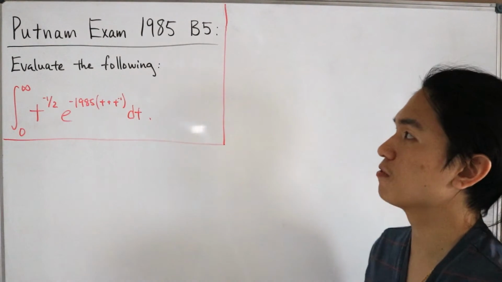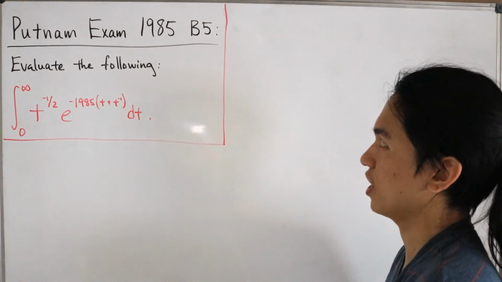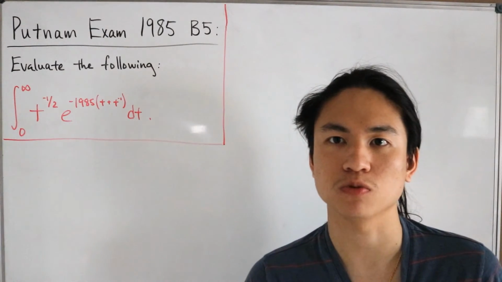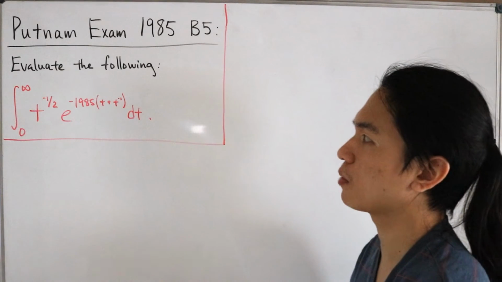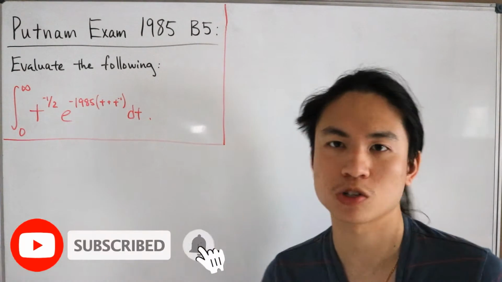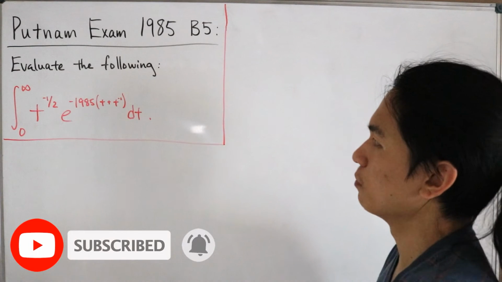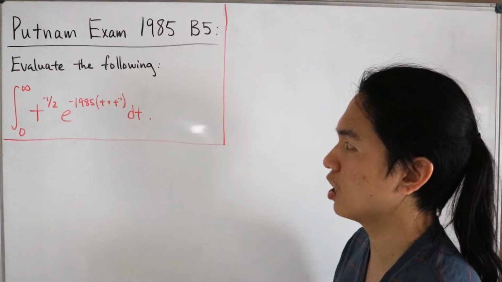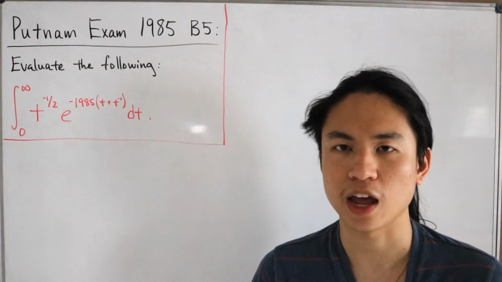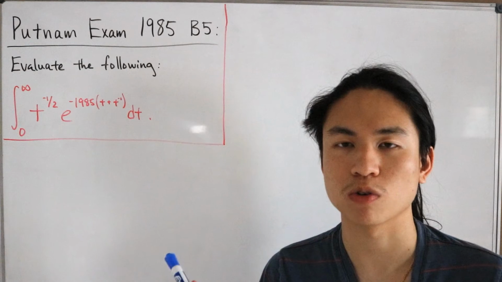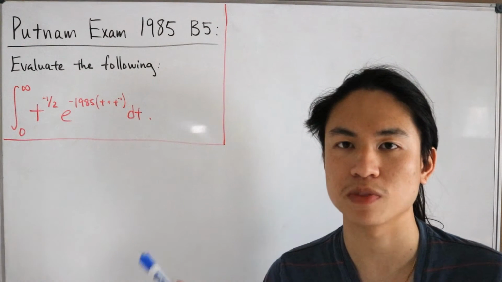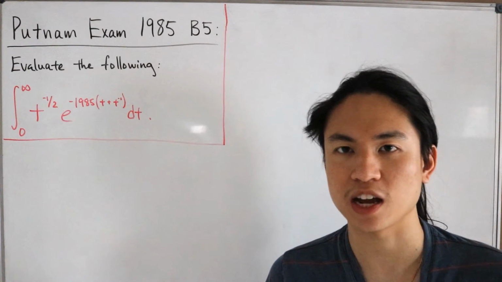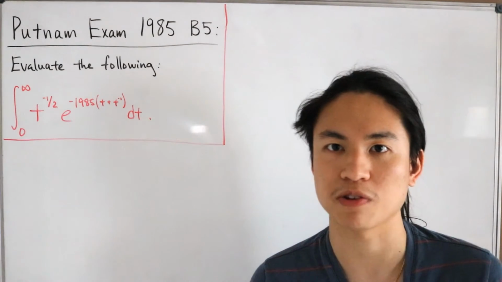Here's a question from the 1985 Putnam Exam, marked as question B5, and that is just to evaluate this improper integral: the integral from 0 to infinity of t to the power -1/2, or 1 over square root of t, however you want to look at it, multiplied by e to the power -1985 times (t plus t inverse) dt. I didn't write this down, but the question also says that you can assume that the improper integral from -infinity to infinity of e to the -x squared dx is equal to square root of pi, the Gaussian integral value, in other words.